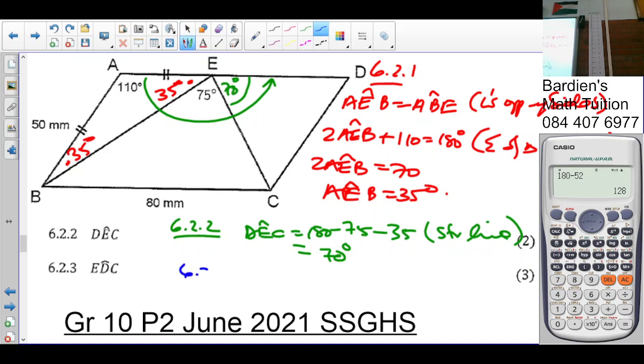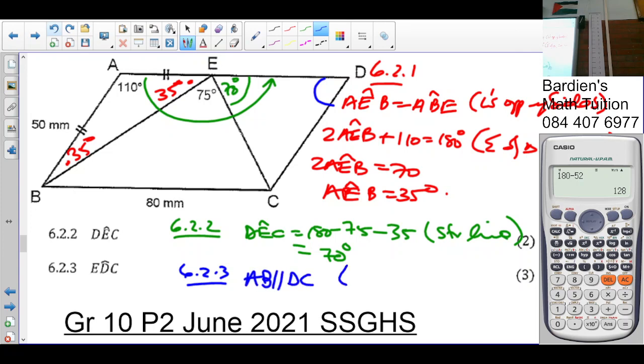Then in 6.2.3, EDC. EDC, this angle. So remember that this is a parallelogram. With that being a parallelogram, those lengths are equal. So I'm going to calculate that by using co-interior angles. Can you see that, people? But since the lines are not given as parallel here, I must first say that AB is parallel to DC. Why?